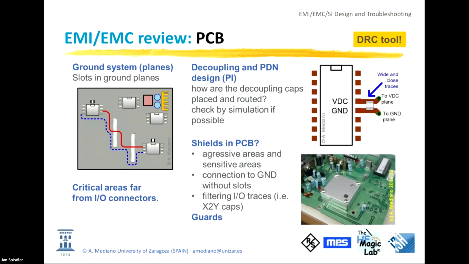Or you may need to shield specific sensitive or aggressive areas. For example, you have amplifiers with a very high gain. They are usually very sensitive to electric fields because they are high impedance circuits. So they pick up electric field lines and they amplify the signals. These areas perhaps can be shielded in the PCB, and that review was not done.